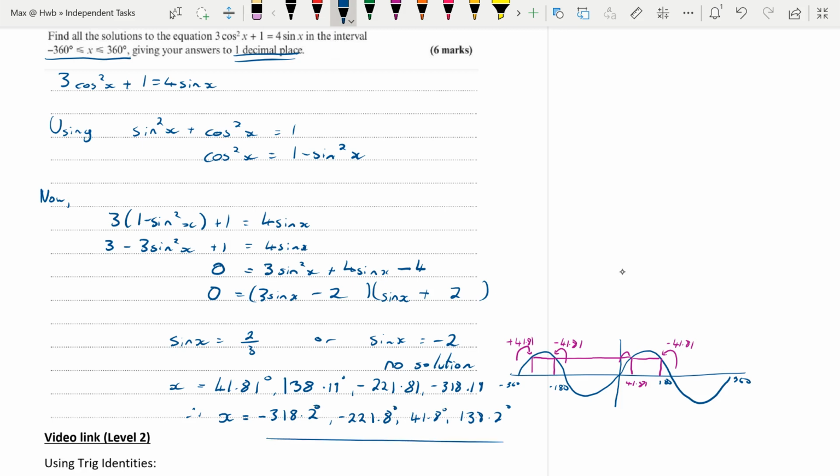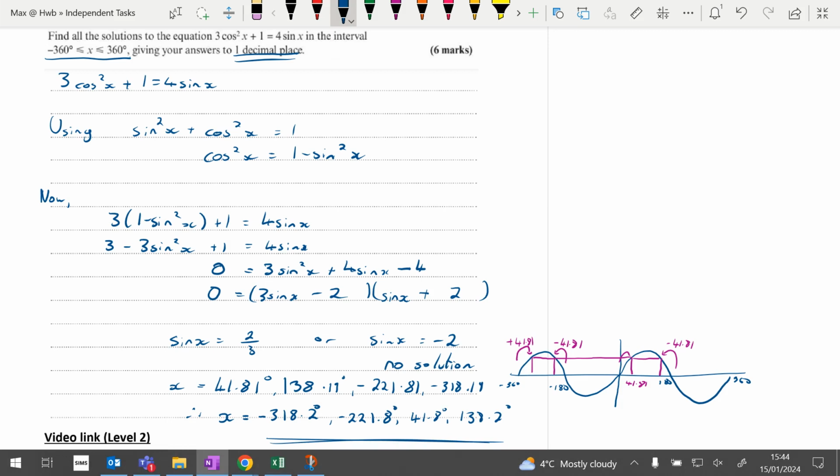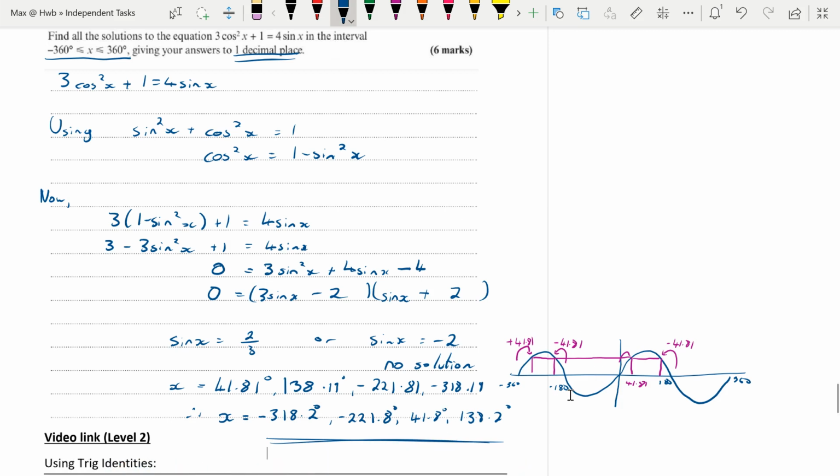So I should have had 4 solutions from that. If you've only got 2, make sure you're thinking about this negative side as well. Look at the interval. But apart from that, make sure you've marked all that now, and then you can move on to Unit 2.